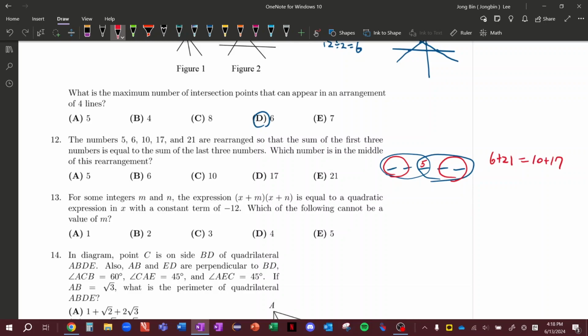And that is just our final answer because it's asking for the middle number. So 5 would be our final answer after some trial and error.